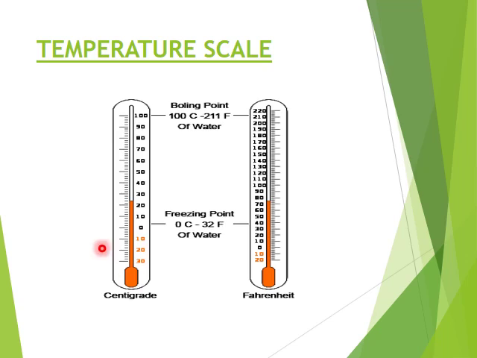My dear students, there are two temperature scales: one is the Celsius scale and the second is the Fahrenheit scale. The boiling point of water on the Celsius scale is 100 degrees, whereas on Fahrenheit it is 212. The freezing point of water in Celsius is 0 degrees, whereas in Fahrenheit it is 32°F. These two scales are used in our daily life.